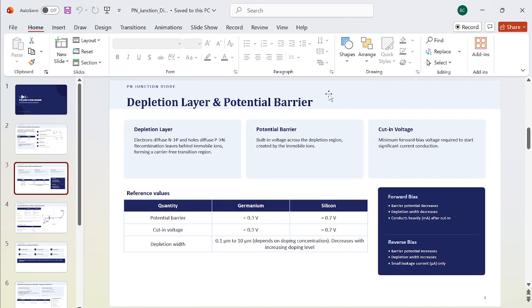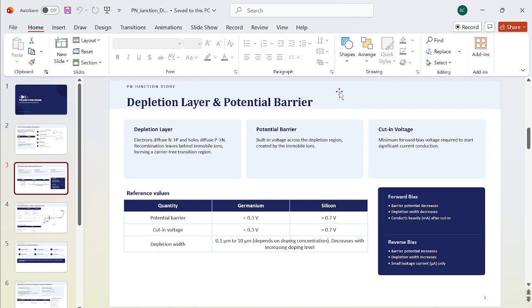The next thing is that two important parameters are the depletion layer and the potential barrier. The depletion layer is basically a very thin layer around the PN junction which is devoid of free charge carriers. It only contains fixed and immobile ions. So it is a free-carrier-free transition region. There are no charge carriers present in this depletion region or transition region.